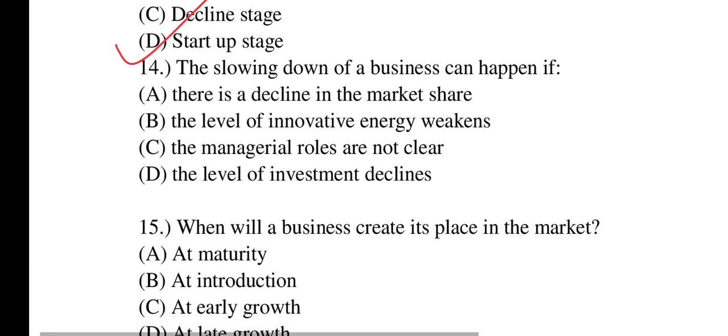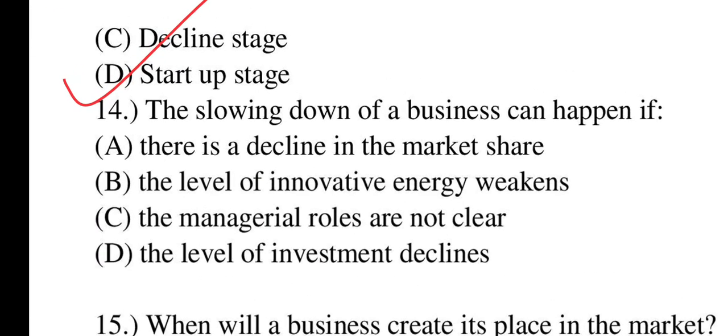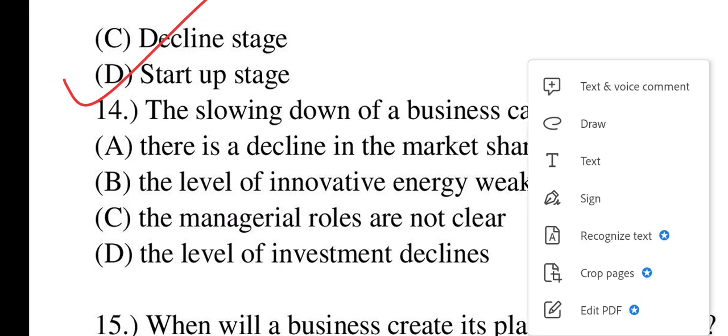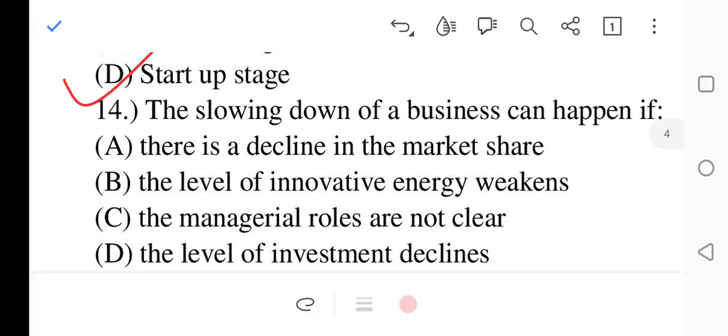Question 14 says, the slowing down of a business can happen if what? A, there is a decline in the market share; B, the level of innovative energy weakens; C, the managerial roles are not clear; D, the level of investment declines. 14, B will be correct: the level of innovative energy weakens.